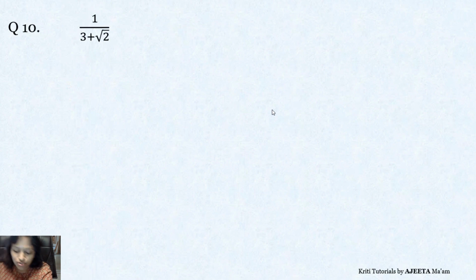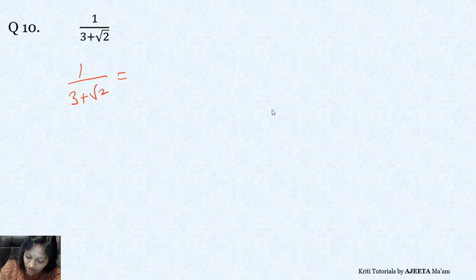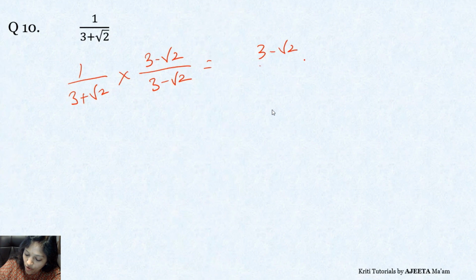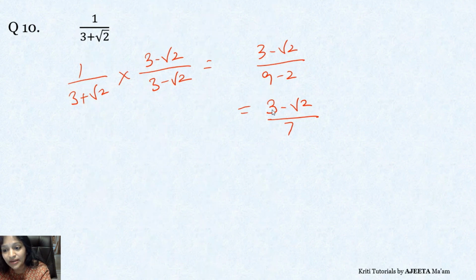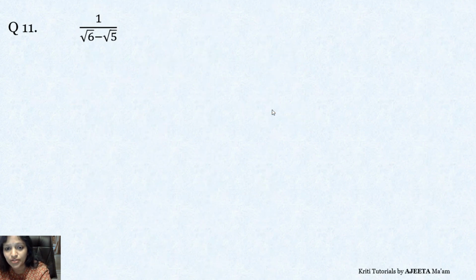Now this is a simple question given in the book. 1 upon 3 plus root 2. So that will be again rationalized with 3 minus root 2. This all can come as an MCQ, students. So be careful that you have to be clear with the concepts. So 3 minus root 2 upon 9 minus 2. So you get the answer 3 minus root 2 upon 7. Right? So that's a simple question. Now let's move on to the next.